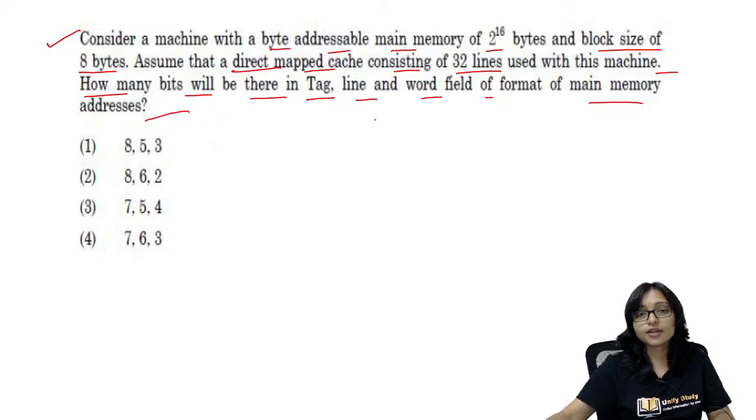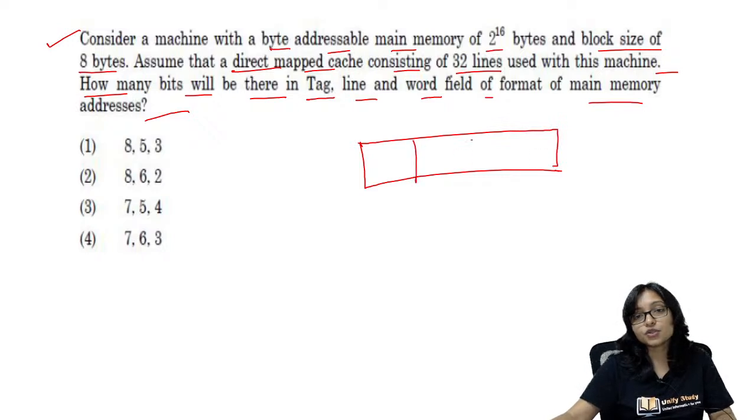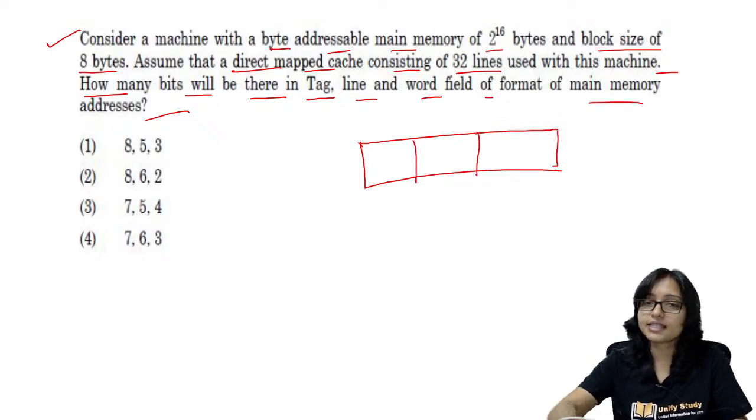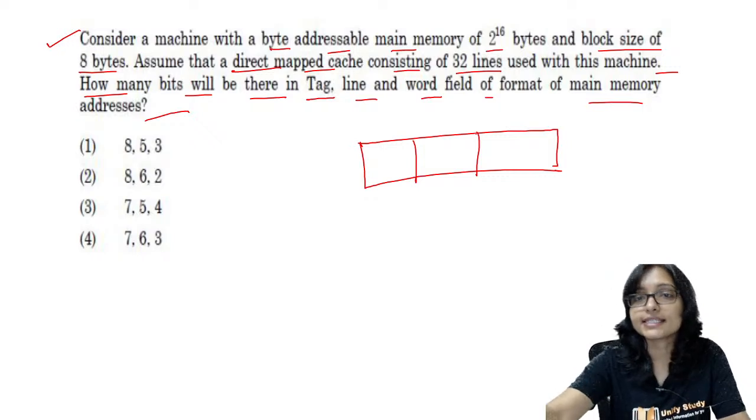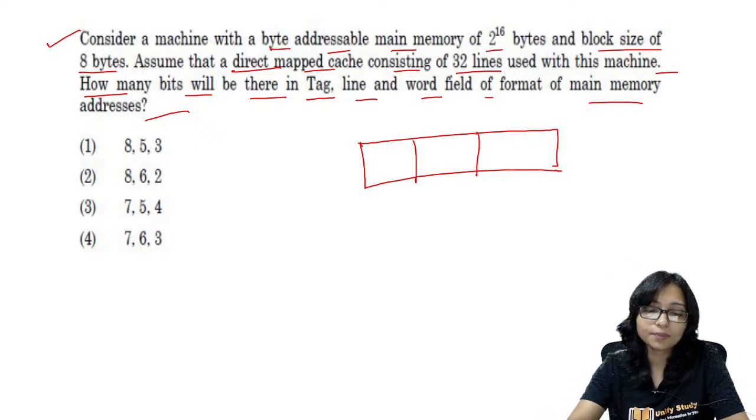So just now I told you there are three parts. Now try to understand, with these three parts, how I can get how many bits there will be. Answer, everyone. I am waiting for your answer. Everyone try to answer, all of you.